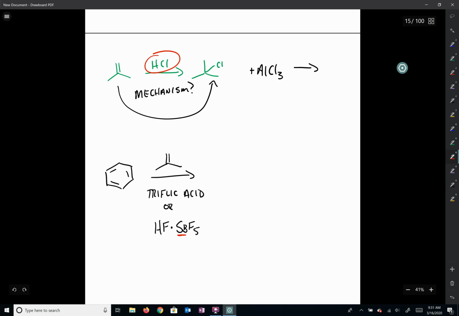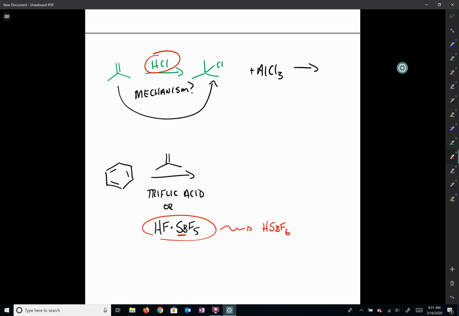So Sb is antimony. So we have a hydrogen fluoride antimony pentafluoride, or antimony 5-fluoride adduct. This is a weird beast, to be sure. You might see this written as this.